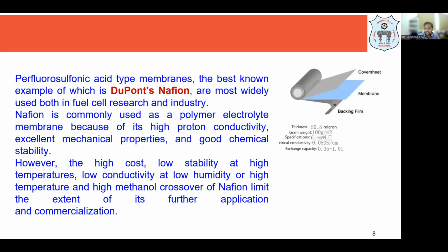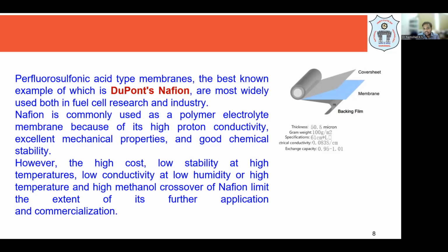And if you look at this Nafion membrane, which is primarily used in low temperature fuel cells, this is actually a perfluorosulfonic acid type membrane. And the best known example for this type of membrane is DuPont's Nafion membrane. Okay, and that is being widely used in the research community as well as in industries. And this Nafion is commonly used as a polymer electrolyte membrane because it gives high proton conductivity.